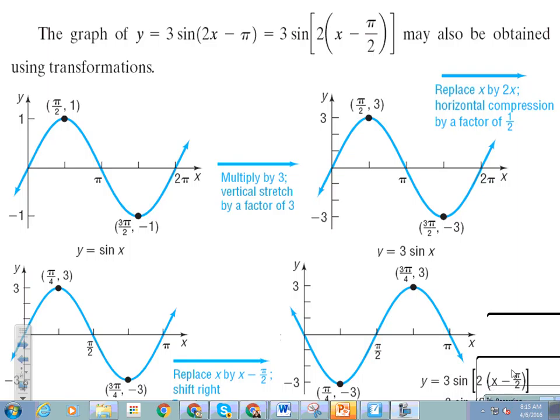Writing it this way is a way to rewrite the equation so that you don't have to go phi over omega to find the phase shift. You can just look at the equation to see that you're shifting it to the right pi over 2.